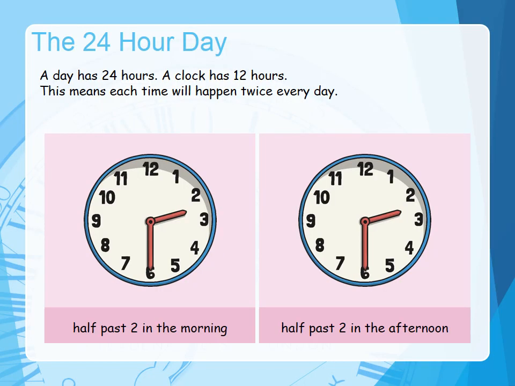Time has various units of measurement. Example, seconds, hours, days. Knowing how to measure time is useful as it helps you work out when your favorite TV show is on or how many days there are in a month. A day has 24 hours. A clock has only 12 hours. What does this mean? This means each time will happen twice every day.